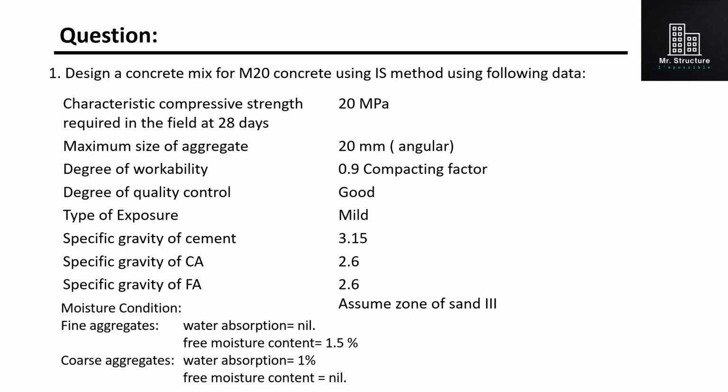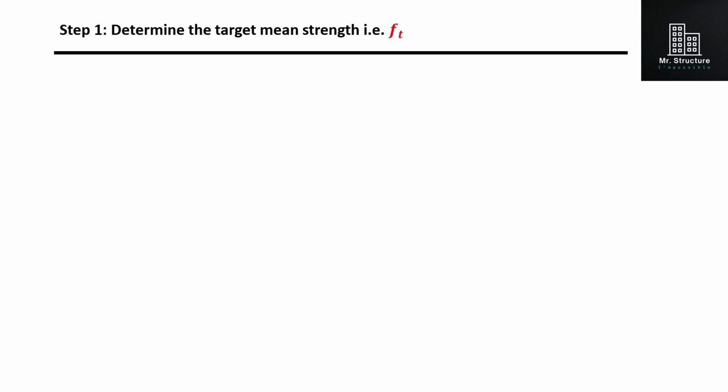At last, we are given the moisture condition of the fine aggregate and coarse aggregate. For fine aggregate, the water absorption is nil and the free moisture content is 1.5%. Similarly, for coarse aggregate, the water absorption is 1% and the free moisture content is nil. Let us now use those 7 important steps to solve this problem.